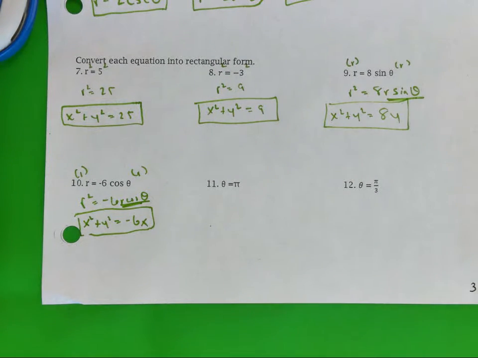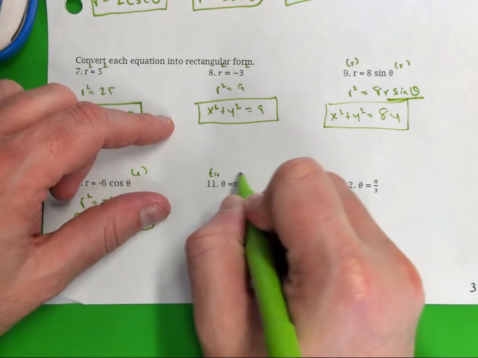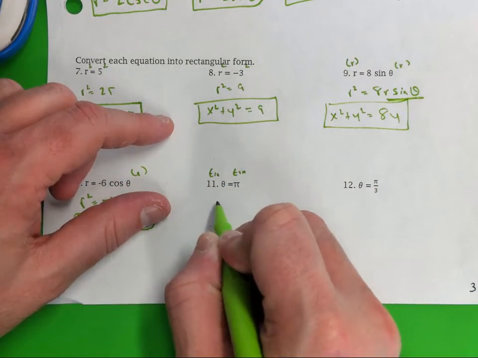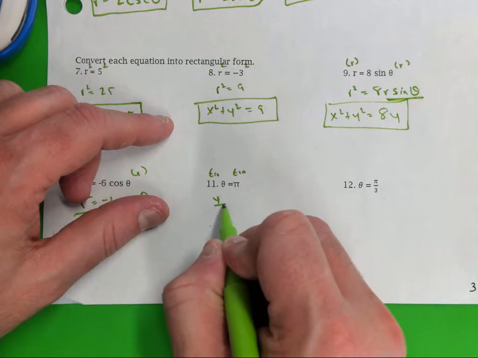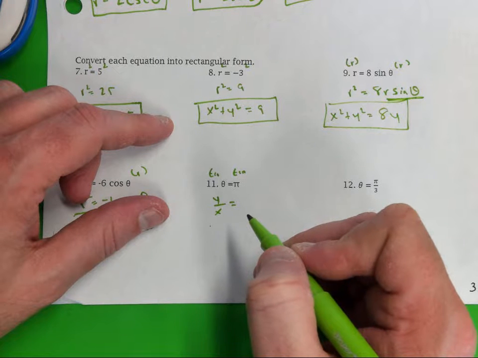Now number 11 is different. I'm going to show you how we get this. We're not using the r sine theta, the r cosine theta, or x squared plus y squared because we've got a theta in there. What do you think we could do on that? We're going to use tangent. Very good. Okay. On these, what you do, you take the tangent of both sides. Tangent of theta. How is tangent theta defined in terms of y and x? You can replace that as y over x. Isn't tangent theta y over x?